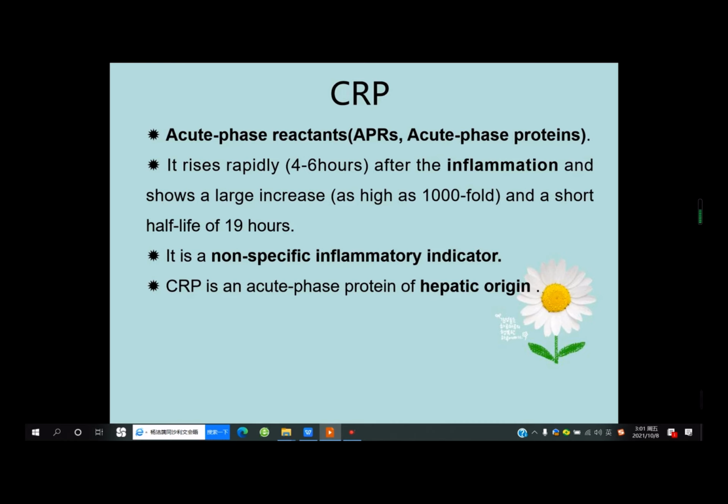CRP belongs to the acute phase reactants. It rises rapidly after inflammation and shows a large increase, with a short half-life of 19 hours. It is also a non-specific inflammatory indicator, and CRP is produced in the liver too.